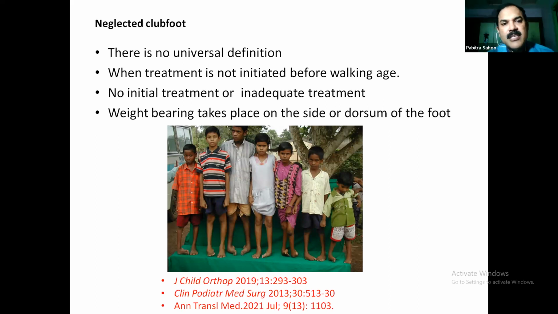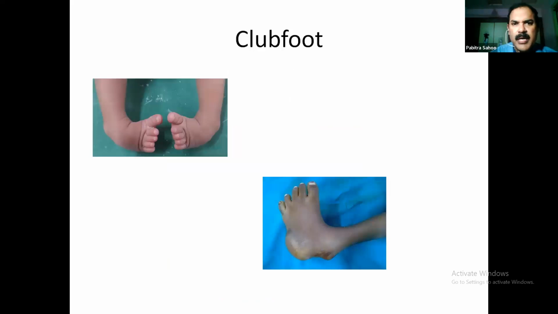Another article says that when weight bearing takes place on the side or the dorsum of the foot, then we call it a neglected clubfoot. But we consider that if the child has not taken any form of treatment till walking age, it is called a neglected clubfoot. The condition is very common, and it is important from the students' point of view, because most of the time in examination, students usually get a short case on clubfoot, as it is one of the most common congenital deformities around the foot and ankle. So that's why I chose to discuss this topic.